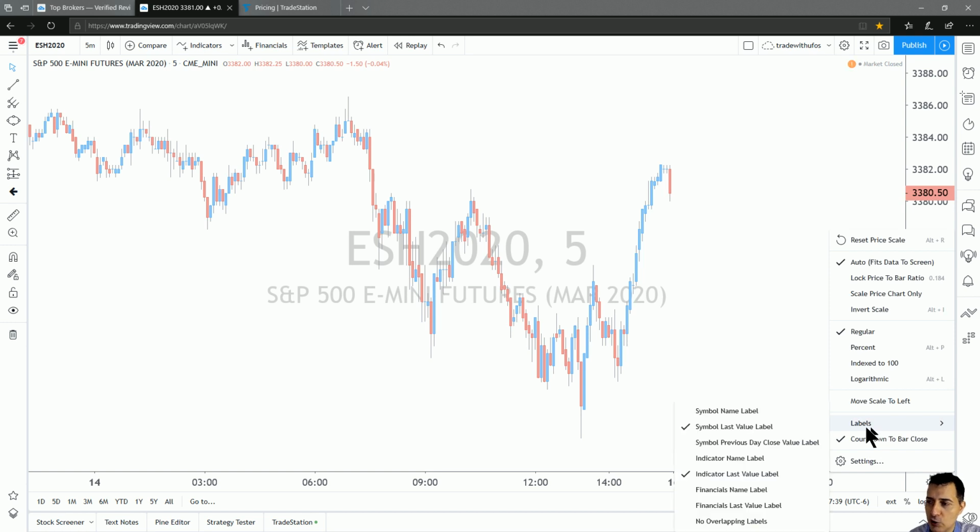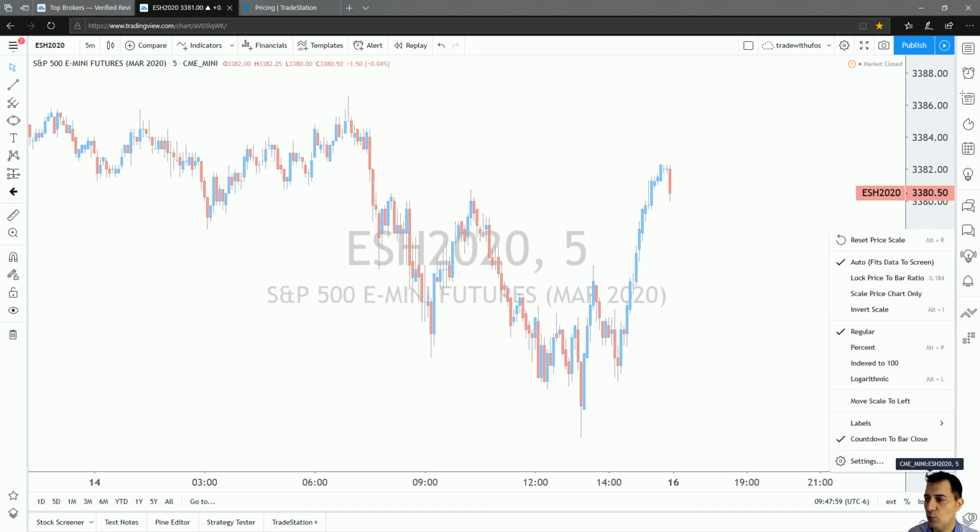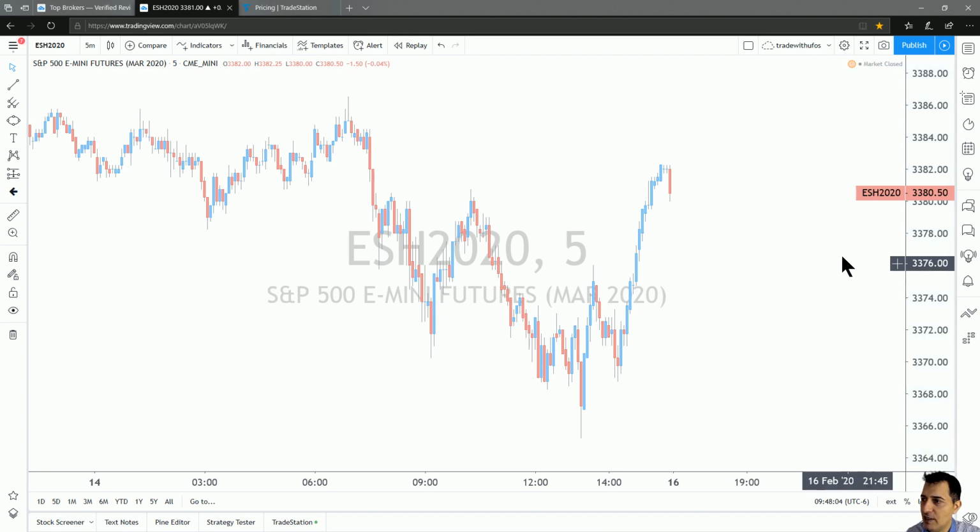Or do I want to show the symbol last value? Or do I want to show the name? Notice that here, for example, it says the value, but there is no name. So if I come in here and click on the name, now it also shows the name. So anything you want to customize on the price axis comes from the settings wheel on the bottom right.